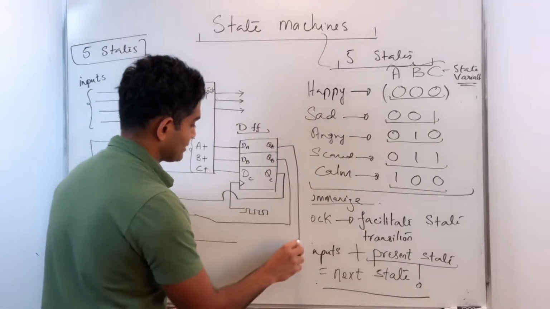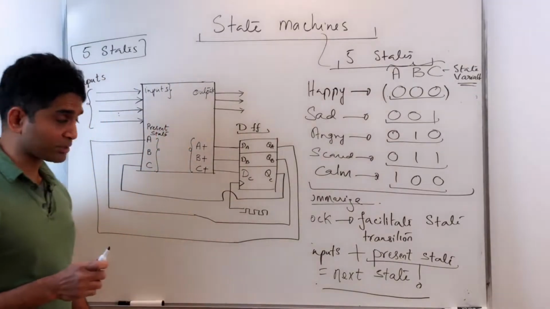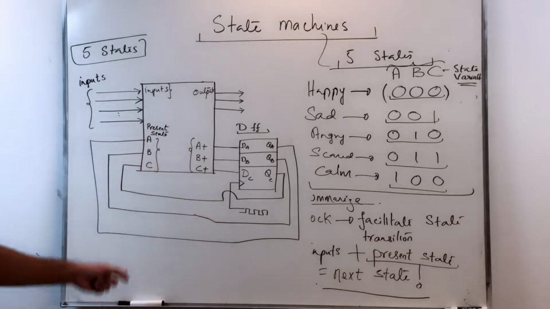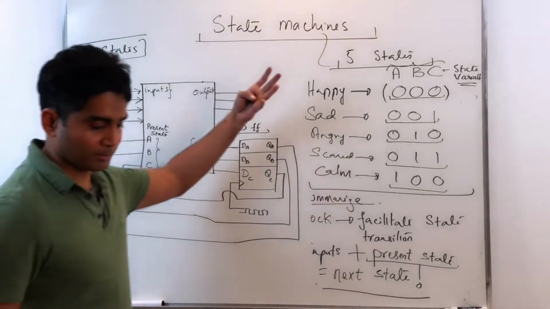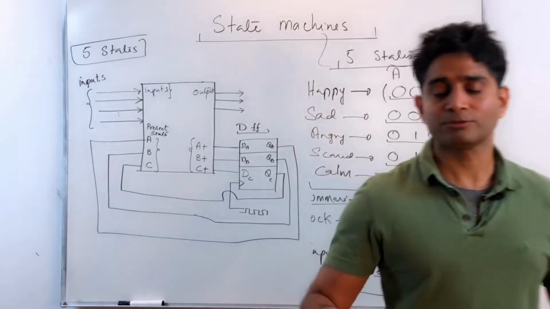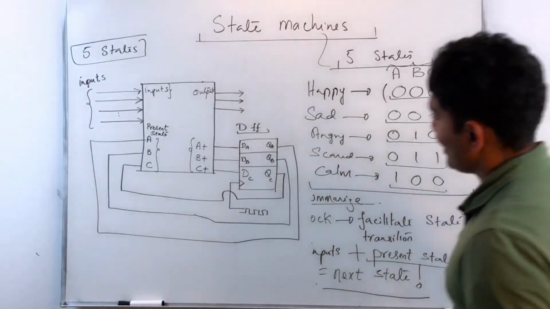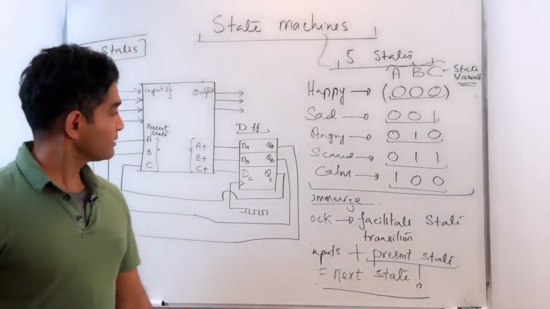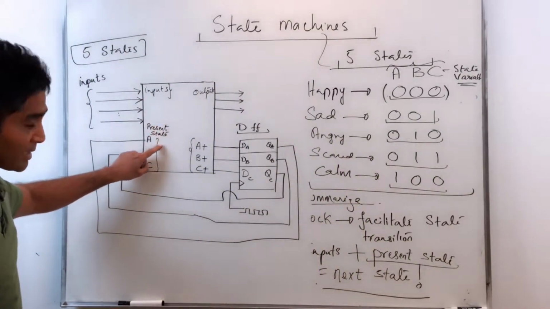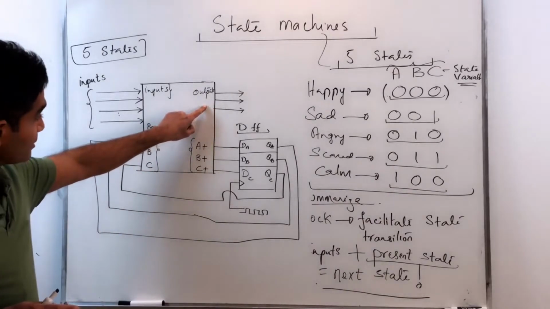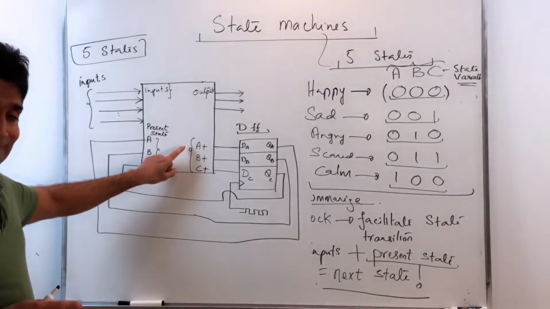Now I have designed a generic state machine consisting of 3 state variables. Or again, depending on how many state variables, you can increase them. For now, I'm just showing 3. And the way I have drawn it, my inputs combined with the present state at any given instant of time produce what my next state should be.